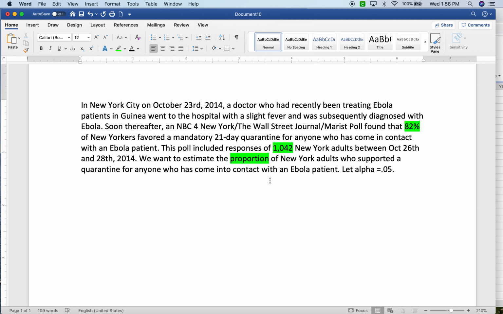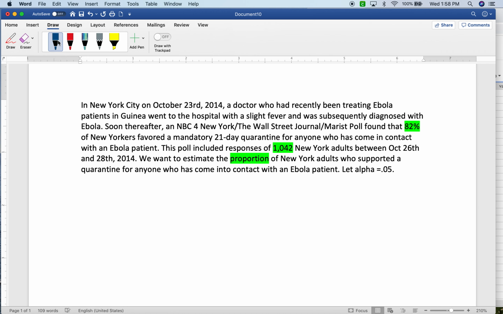Our best estimate is going to be our sample proportion, p hat. So I'm going to write down our sample proportion will be p hat. And in this case, it told us that from our sample poll, there was 82%. So p hat will be 0.82. So that was step one. We found that we needed a proportion. Step two, we have our best estimate.